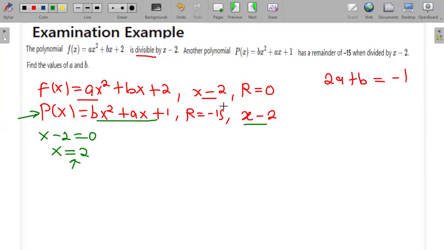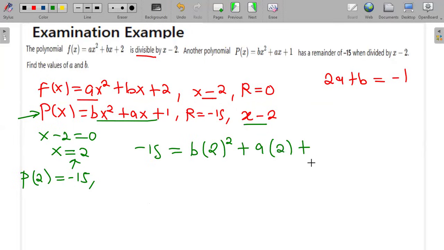So they said the remainder is minus 15, I mean. So meaning that p of 2 equals minus 15. That's what they mean, okay, because it's the remainder. So here now I'm going to say p of 2 is minus 15, which equals, wherever there's x, I'm putting 2, plus a times 2 plus 1. So this will be minus 15 equals 4b plus 2a plus 1.